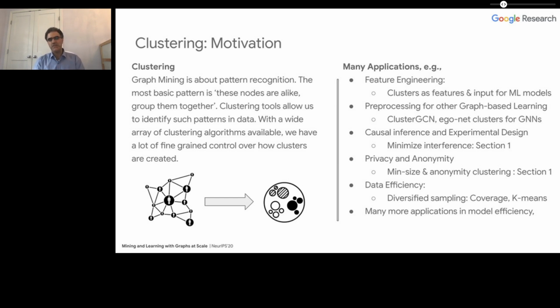Clustering has many applications. For example, in feature engineering, we can use clusters as an input to an upstream machine learning model. We can use clustering as a pre-processing step in other graph-based learning algorithms like GCNs and graph neural networks. We can use them for causal inference and experimental design in minimizing interference, as we discussed as an application story in the first part of the workshop. We can use them to enforce privacy-respecting constraints or anonymity constraints, and also in the context of data efficiency, we can use them in diversified sampling, where we sample data limitedly from each cluster.